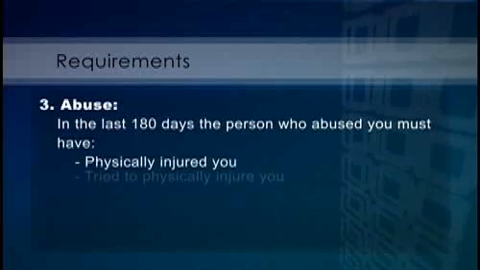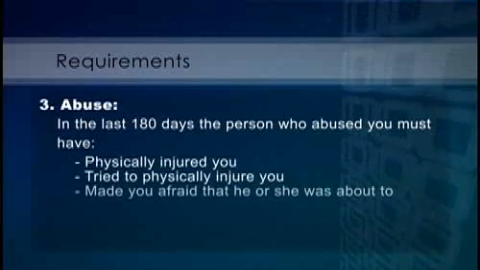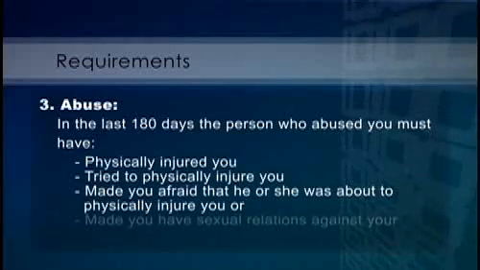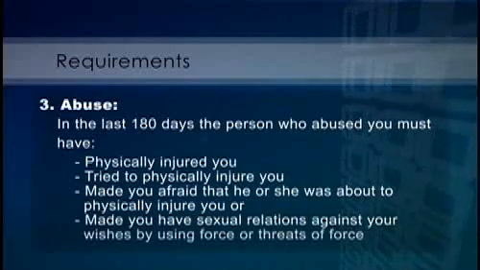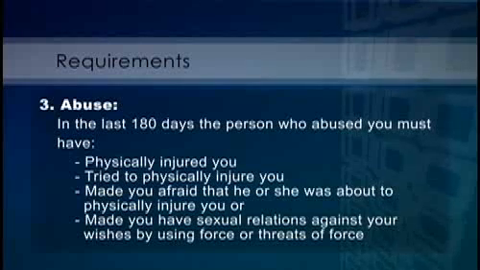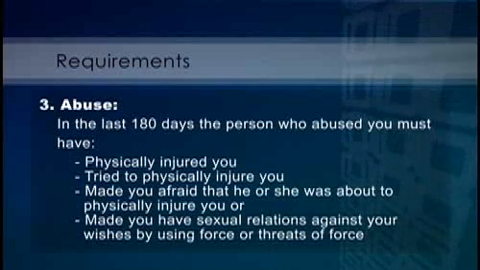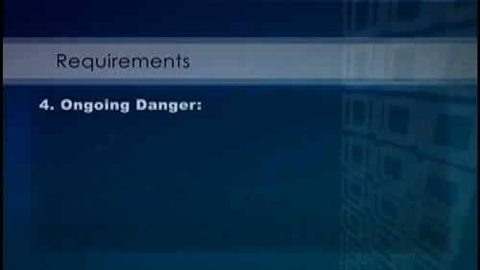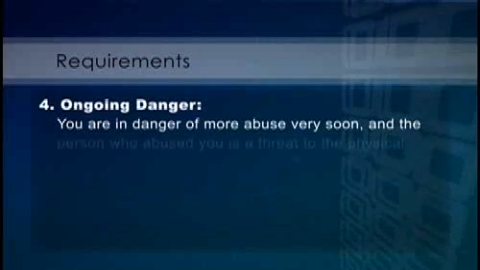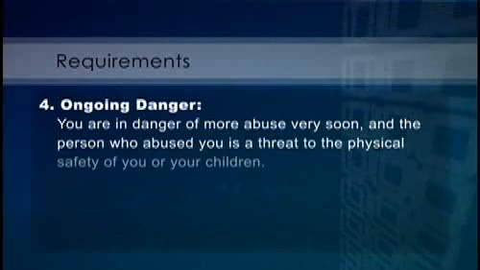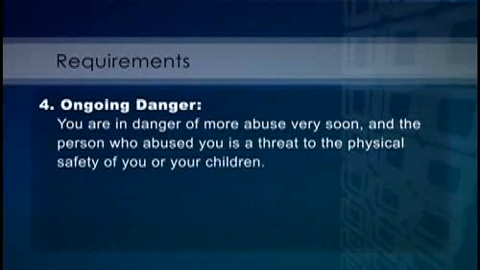The definition of abuse is in the last 180 days, the person who abused you must have physically injured you, tried to physically injure you, made you afraid that he or she was about to physically injure you, or made you have sexual relations against your wishes by using force or threats of force. Ongoing danger means you're in danger of more abuse very soon, and the person who abused you is a threat to the physical safety of you or your children.